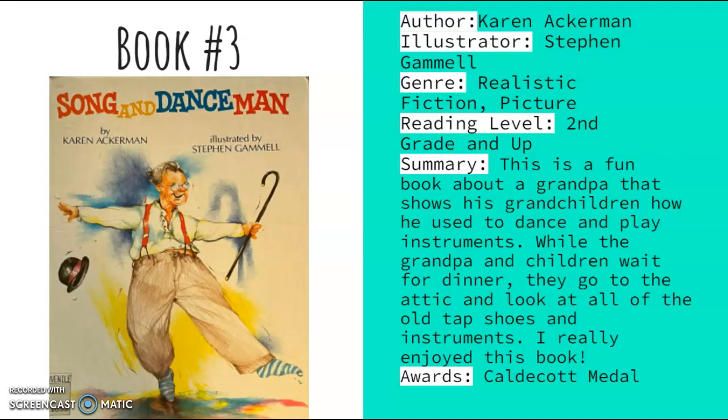This was a super cute book about a grandpa and his grandchildren who were waiting for dinner, so they decided to go up to the attic and look at all of the instruments, and the grandpa showed the grandchildren how he used to dance and play the instruments. They found old tap shoes, and they got to play with the tap shoes. I really enjoyed this book, and I really suggest you read it. It was given the Caldecott Medal Award.